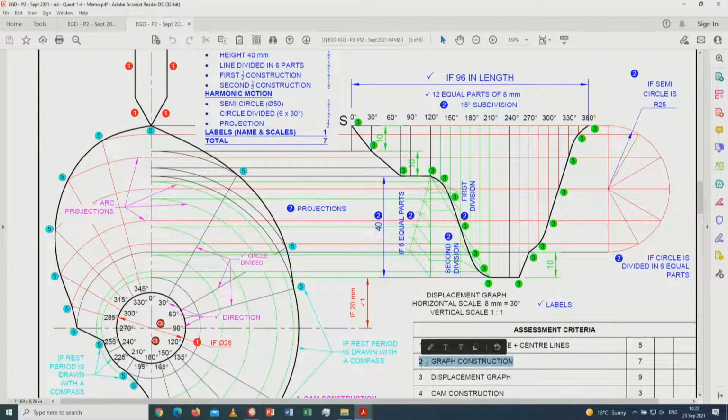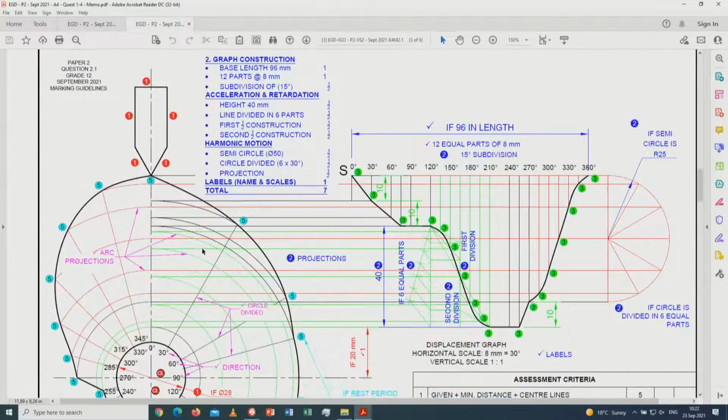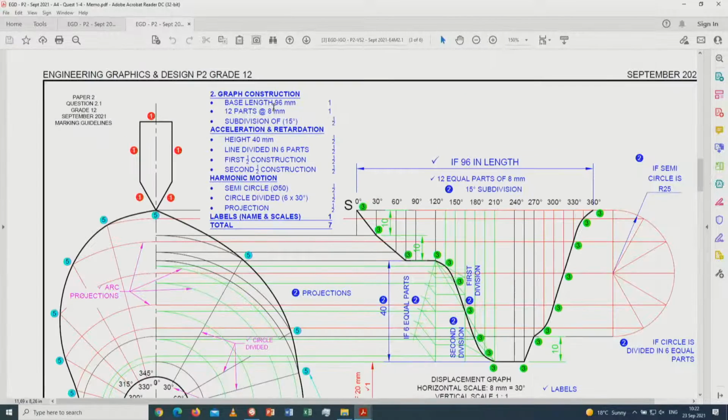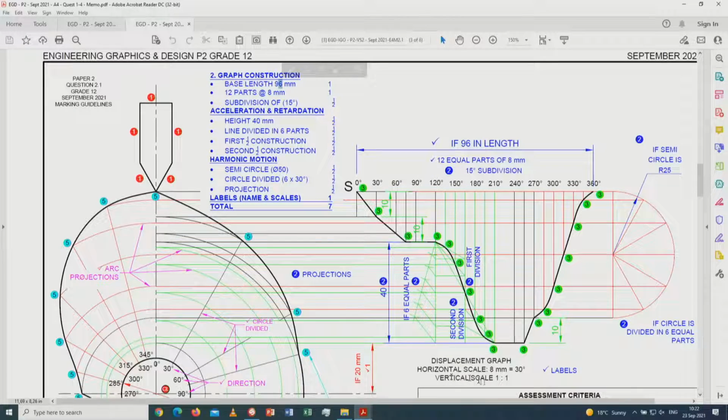Then the graph construction, that's the second part. That is blue, in other words. Graph construction, the baseline length is 96. Now, how do I get to 96 millimeters? Remember, the graph tells you 8 millimeters represent 30 degrees. So in other words, that's going to be 8 times 12, and that gives me 96.